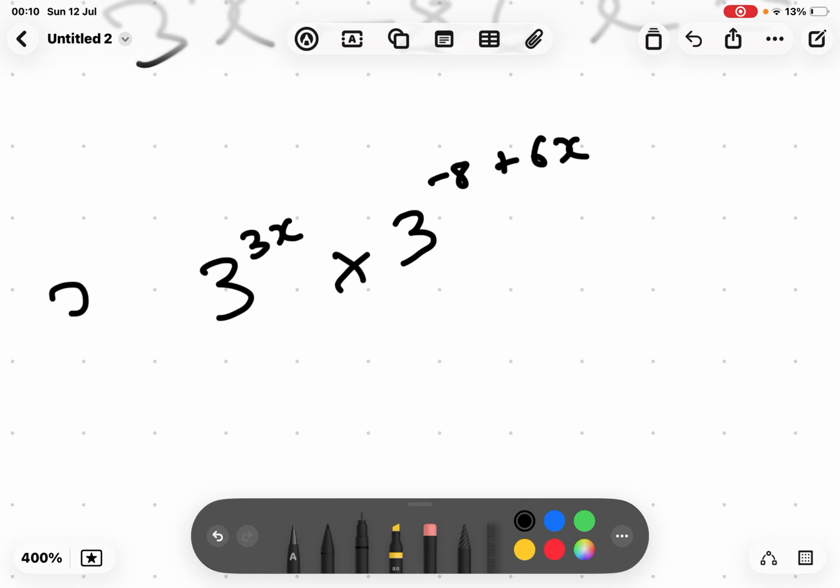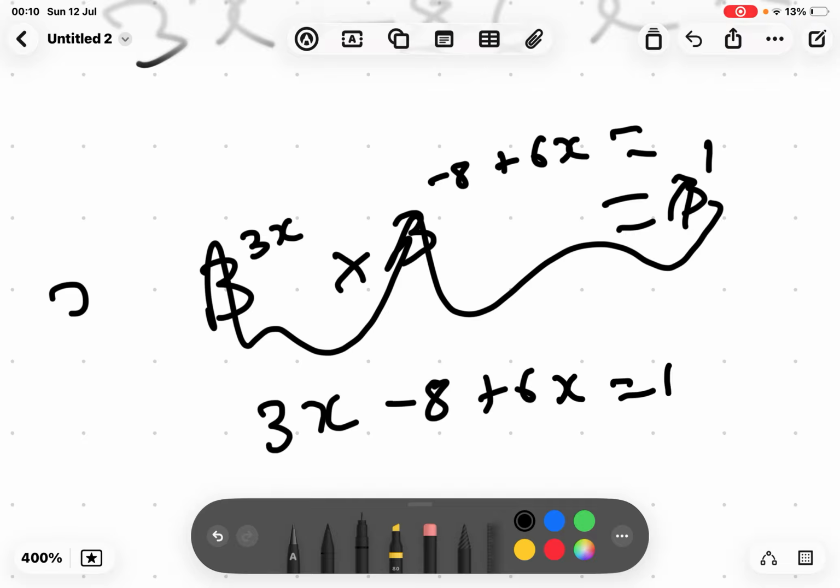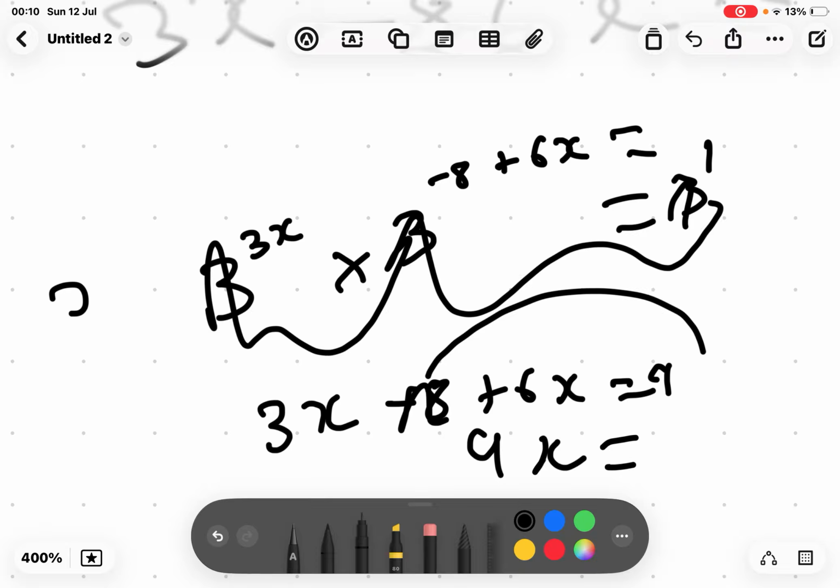Anyway. And that's equal to 3. And that 3 has a 1. And because they have the same base, we can forget about these. And we know that basically this equals 1. Move the 8 here, that becomes a 9. 9x equals 9, so x equals 1. Boom, let's go.